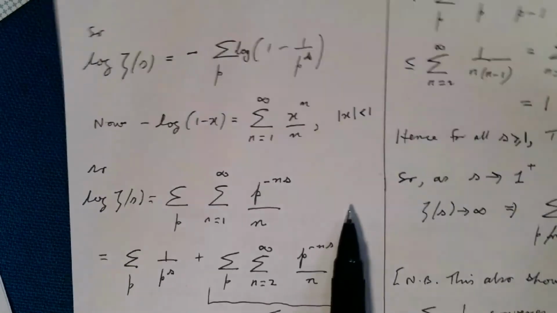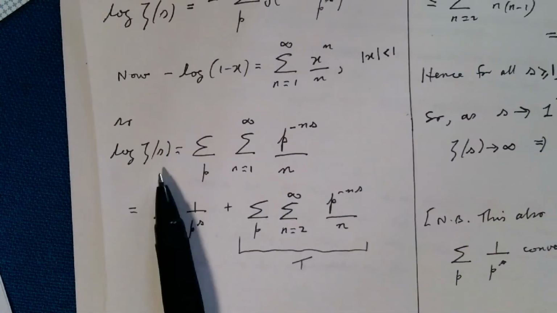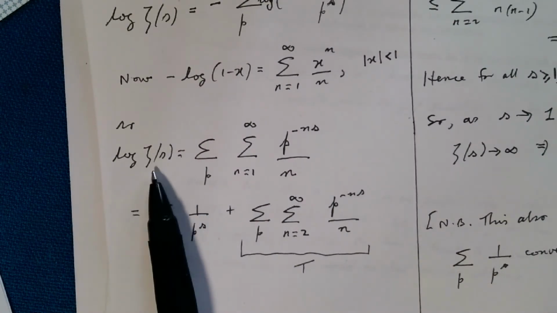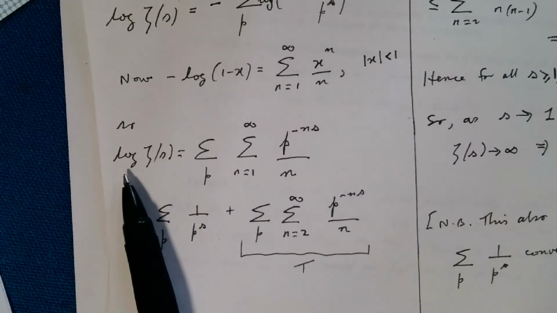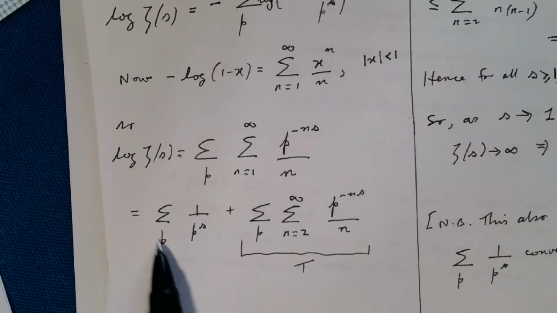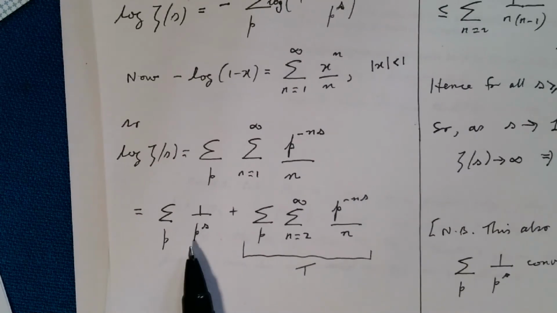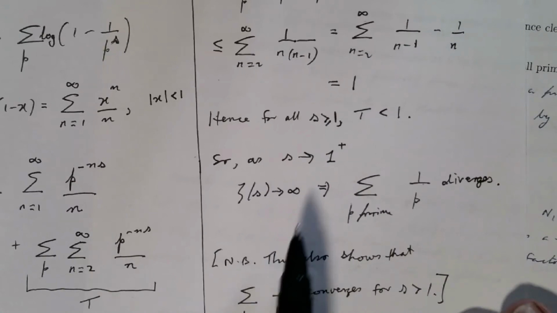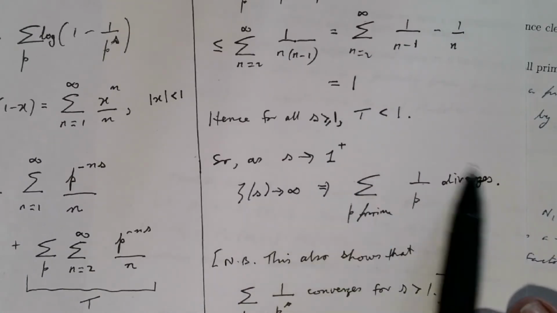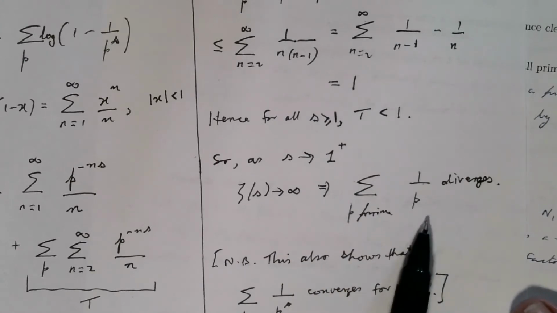And so, as I mentioned before, looking back over here, as s goes to 1 from above, the log of zeta of s goes to infinity, that is bounded, so that must go to infinity, that must diverge as s goes to 1 from above. And that's what I've written over here. So as s goes to 1 from above, zeta s goes to infinity tells me that this sum here diverges.